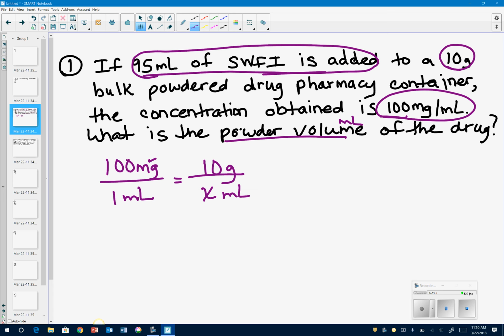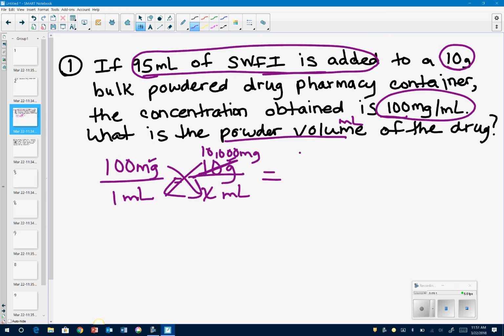Again, just like before, we double check our units. We have both weights on the top, but we have grams and we have milligrams. The easiest one for me to change would be the grams to milligrams because you can multiply it by 1,000, and so it would be 10,000 milligrams. And we have liquids on the bottom. Both liquids are milliliters, so they match. Then we're going to cross multiply.